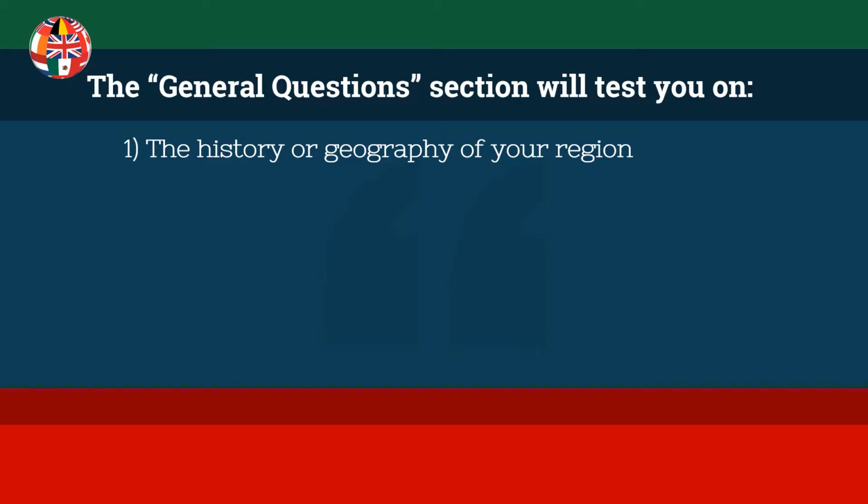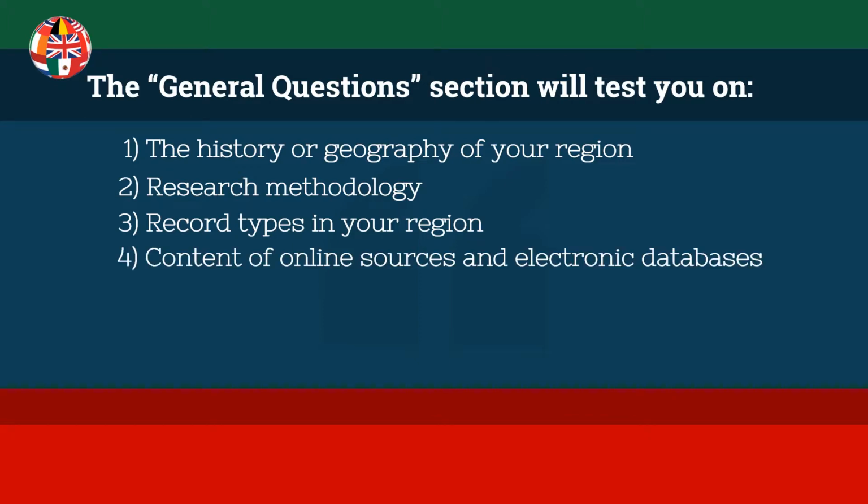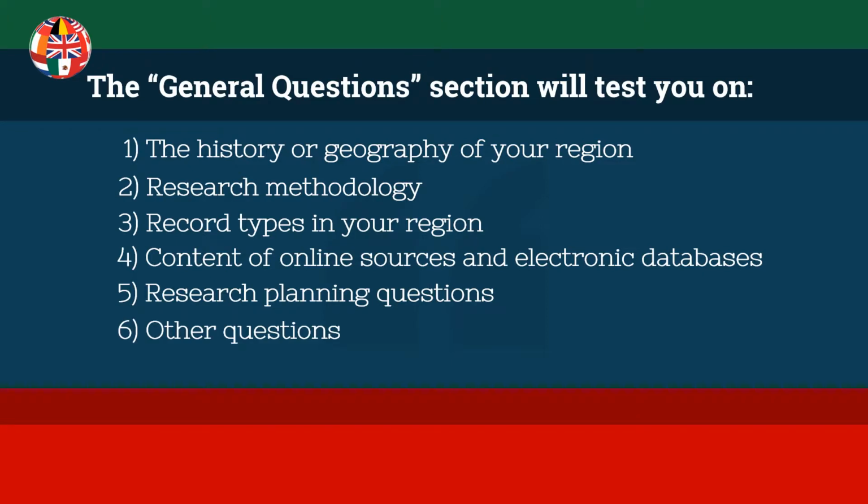The general questions section will test you on the following categories. First, the history or geography of your region, and then on research methodology. You will also be asked questions about the record types in your region and the content of online sources and electronic databases. You will find research planning questions on the test, and then the final category would be other questions.